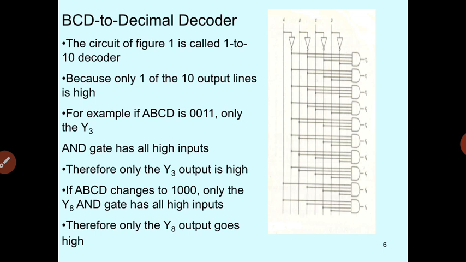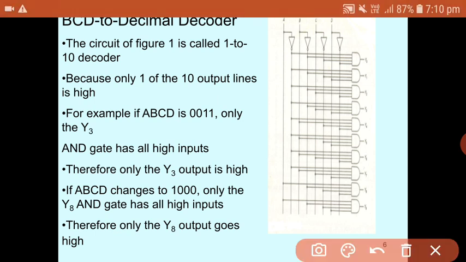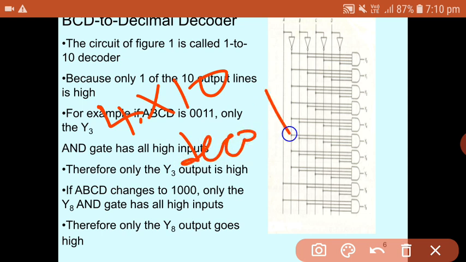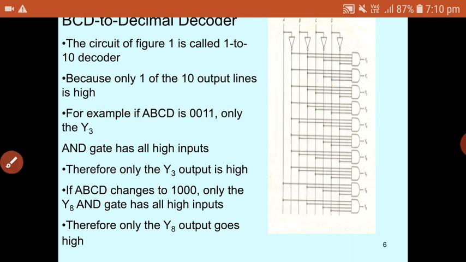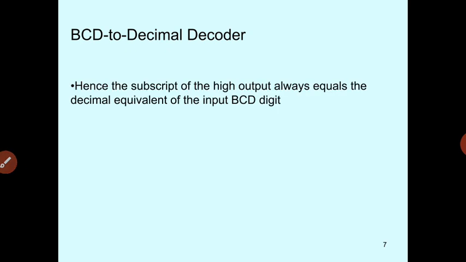So this is the simple operation of BCD to decimal decoder, and you can call it a 4/10 decoder, because we will be having 4 inputs and 10 outputs. So this is something about BCD to decimal decoder.